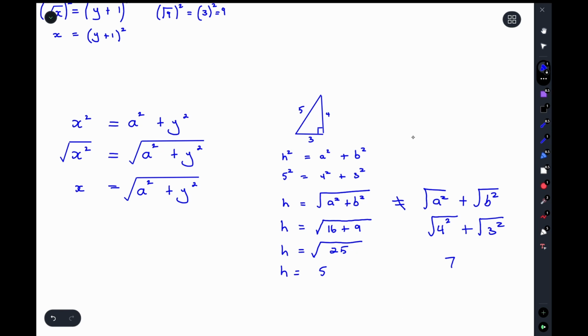So before we leave this question, I just want to emphasize once more, the square root of a squared plus b squared is not equal to the square root of a squared plus the square root of b squared. Those two terms cannot be separated.